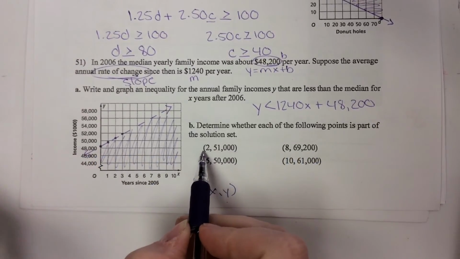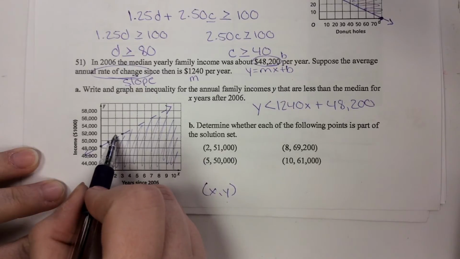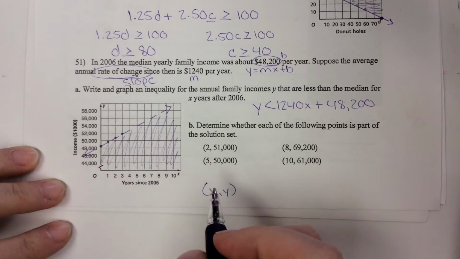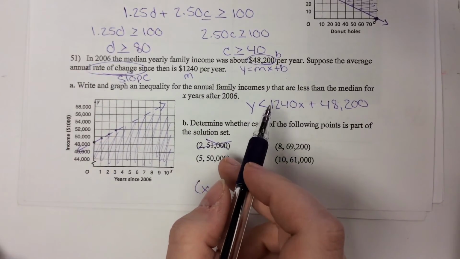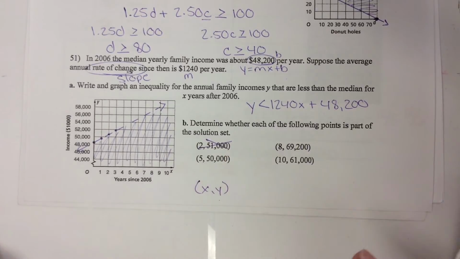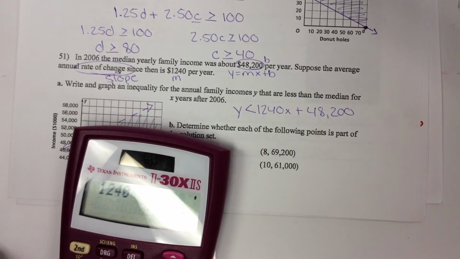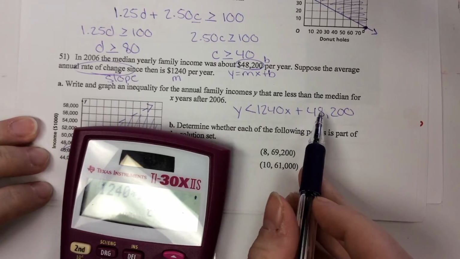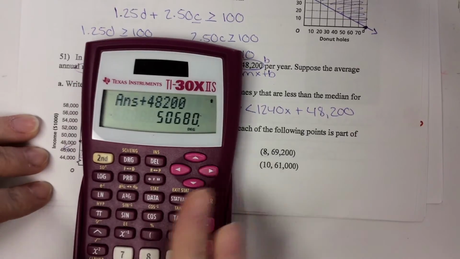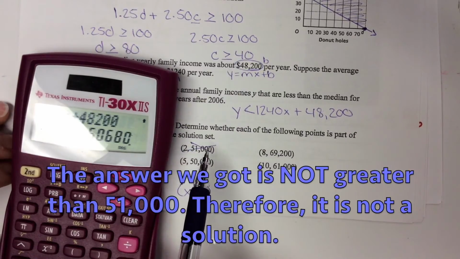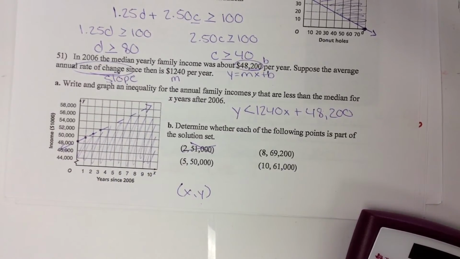So this first one, 2 and 51,000, is going to be up here, and it is not in the shaded region. So I would say no, but just to double check, let's plug it into the equation and see what happens. So we want 1,240 times x. The x here is 2. So let's do 1,240 times 2. And then we need to add 48,200. And we get, oops, there's a glare, 50,680. So we checked it both ways, and it didn't work either way, so no.